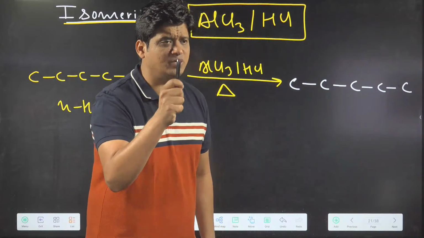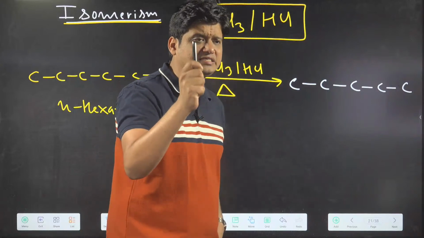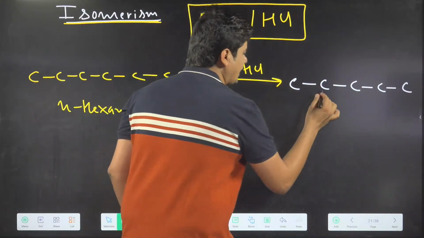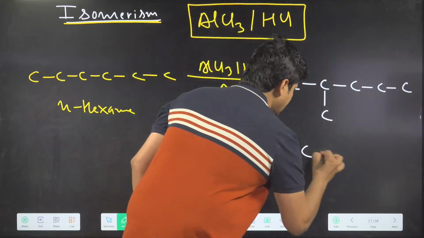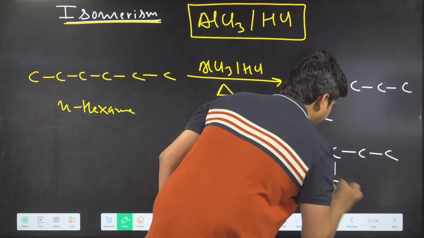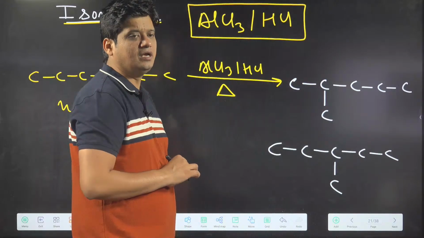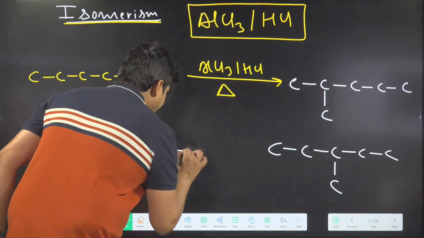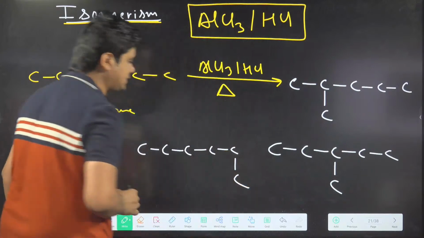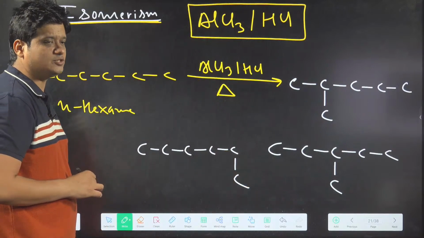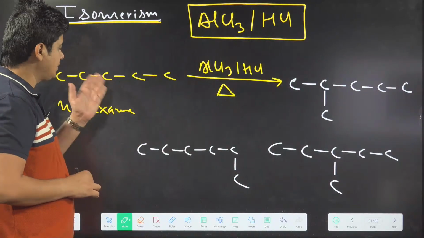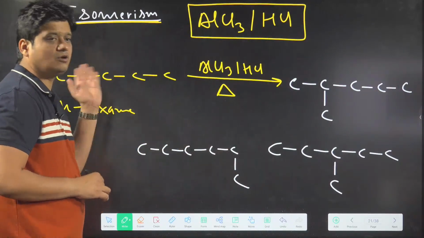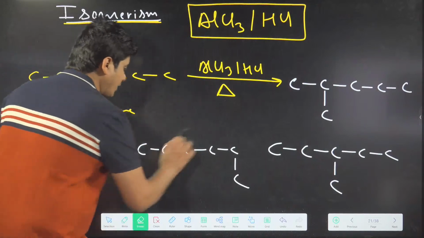Now let's assume this is the 1 extra carbon. What are the possibilities? The extra carbon you can bind at this place, that is one possibility. Or the extra carbon you can bind at number 3, that is another possibility. And don't say, sir, please bind the extra carbon at this end. That is not isomerized; it is the same molecule given as the substrate, normal hexane.